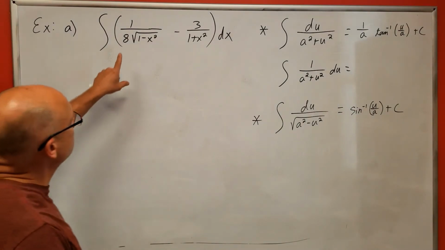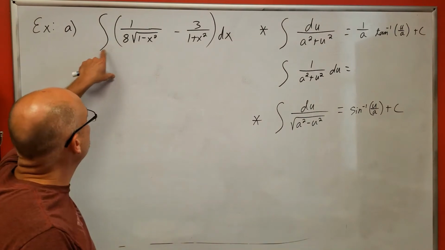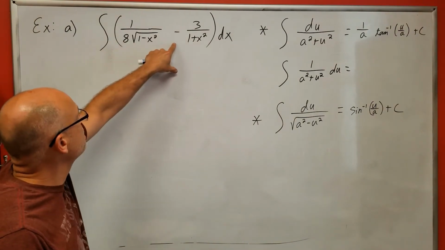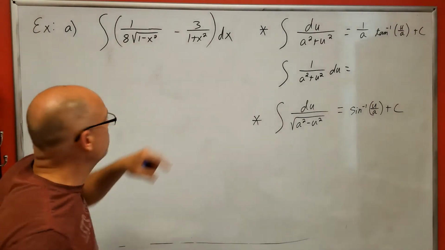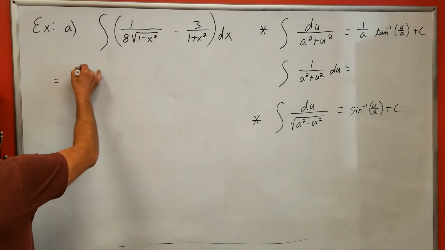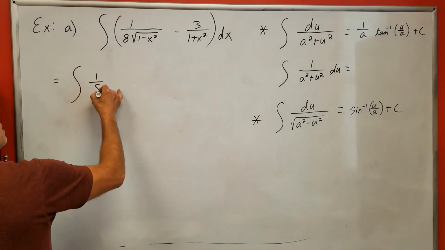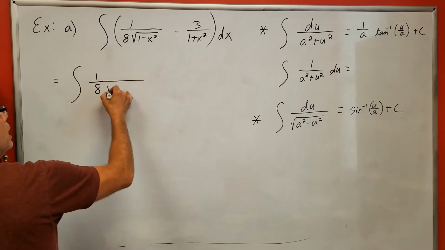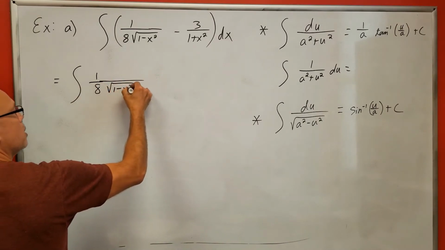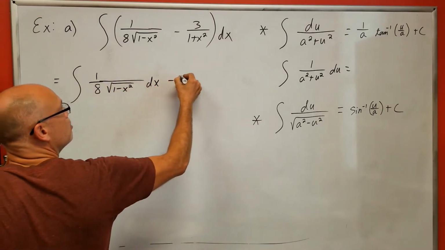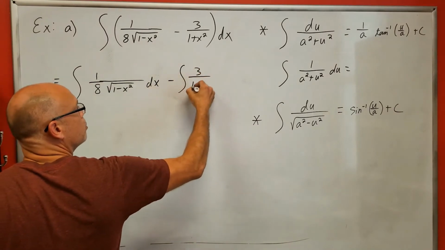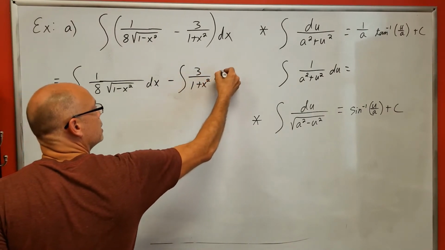All right, maybe what I'll do to make it easier on myself is I'll write the integral of this stuff minus the integral of that stuff, okay? So I'm going to do a rewrite. I'm going to say, okay, this is the integral of 1 over 8 square root of 1 minus x squared dx minus the integral of 3 over 1 plus x squared dx.